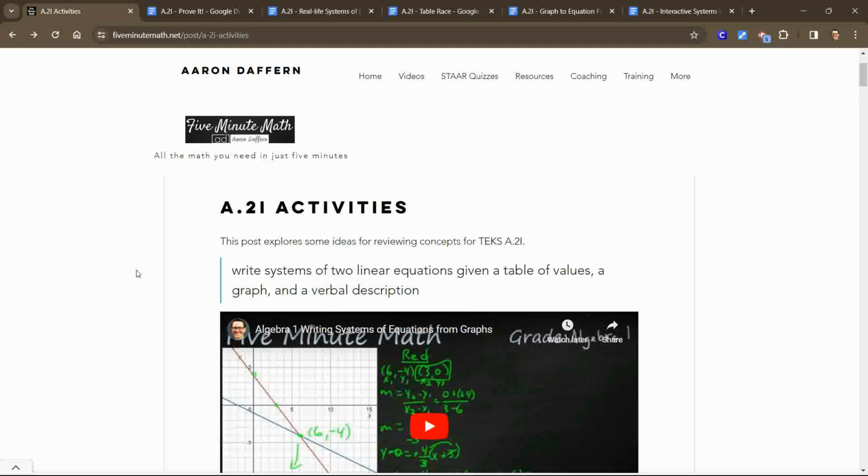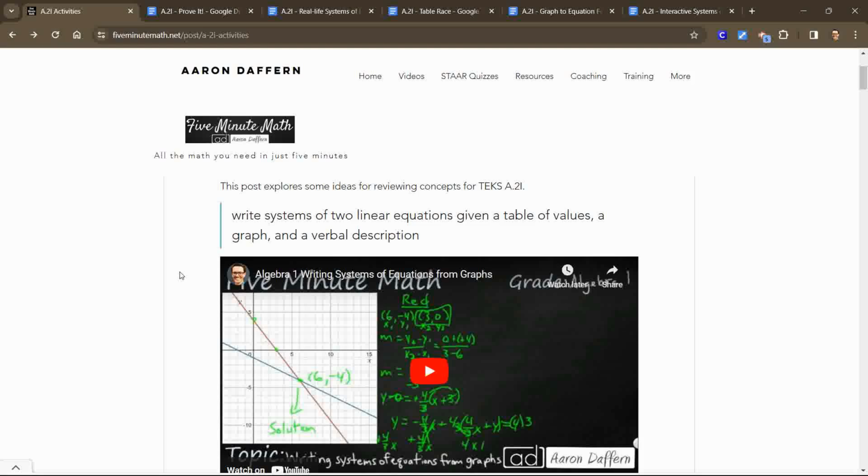Today we are looking at some activities to help teach the standard Algebra 1 2I, writing systems of two linear equations given a table of values, a graph, and a verbal description.